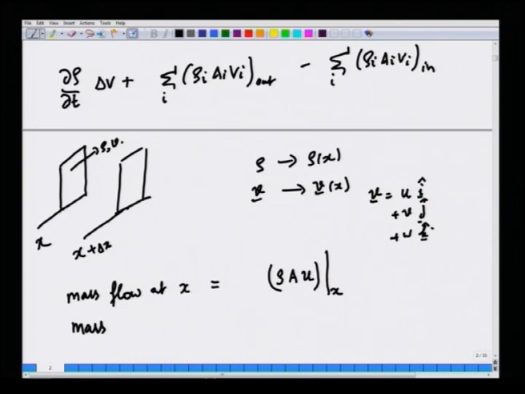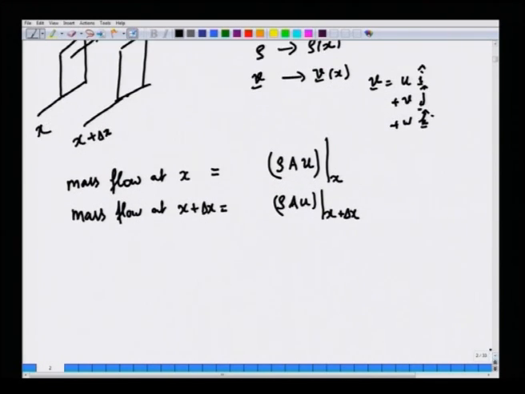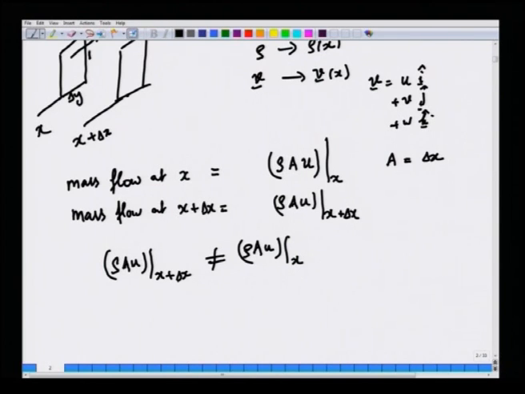Mass flow at x plus delta x is rho A u at x plus delta x. Now, in general rho A u at x plus delta x is not the same as rho A u at x, although A is the same if you assume that the cube area is not changing, but rho and u in general are not the same. So, first of all, what is A? A is equal to, on this face, delta y times delta z.